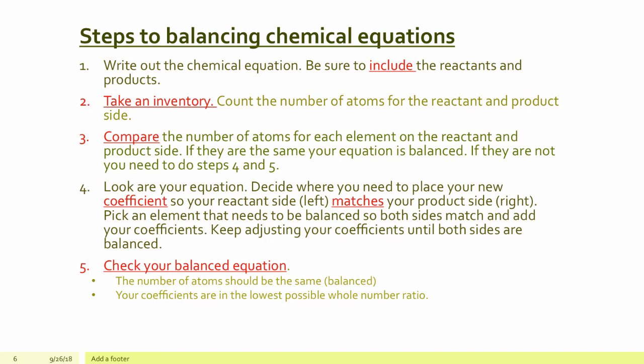Last, you're going to check your balanced equation. Always check your work. So check and make sure the number of atoms are the same. If they're the same, it's balanced. Make sure your coefficients are at the lowest possible whole number ratio. So you don't want to have a coefficient like 1.5. It's kind of odd to say that you have 1.5 molecules. So make sure that it's the lowest whole number ratio.